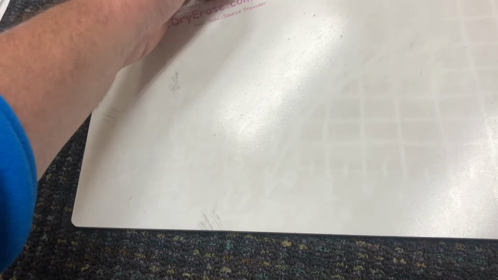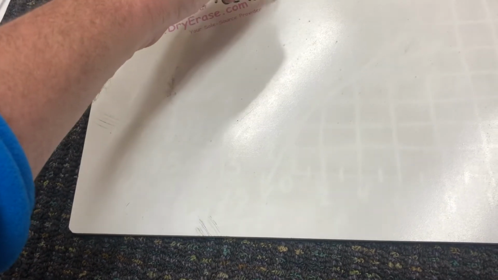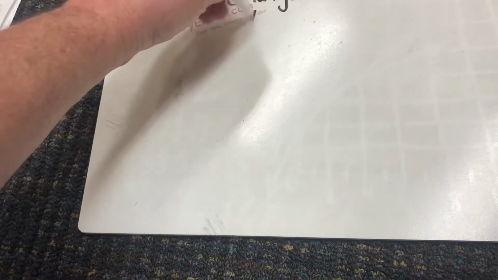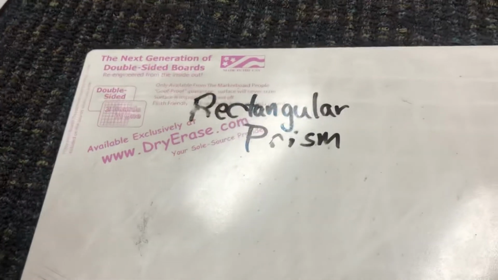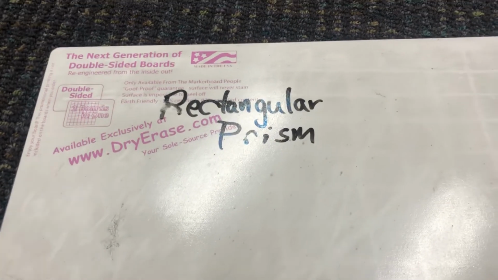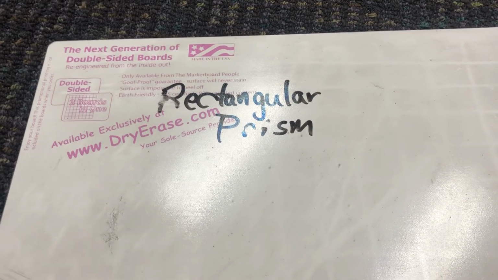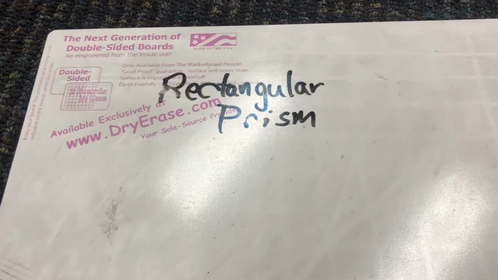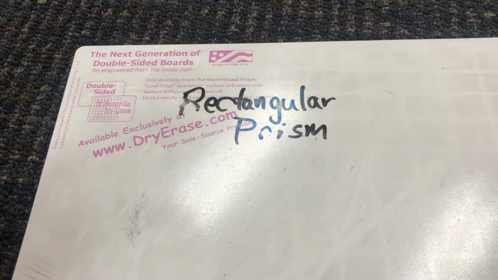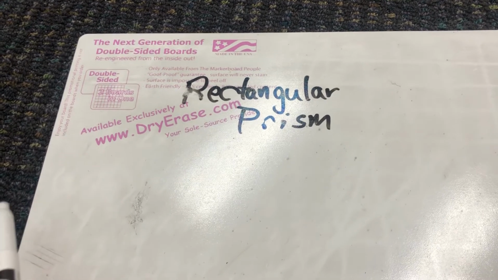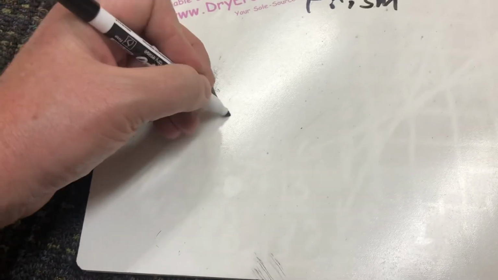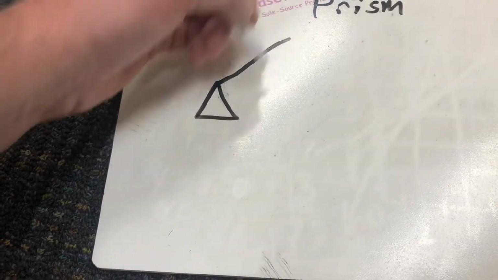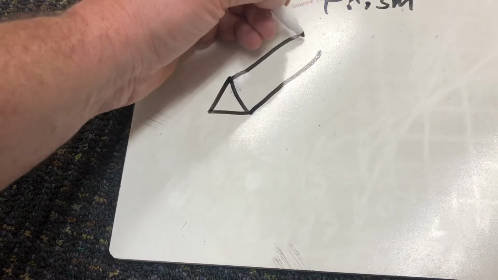So first of all, let's say you want to draw a rectangular prism. The first thing that you want to remember is that a prism is a figure that has a base on each side, two bases, and then they're connected by rectangles. So if it was a triangular prism, you would have a triangle here connected by a bunch of rectangles.